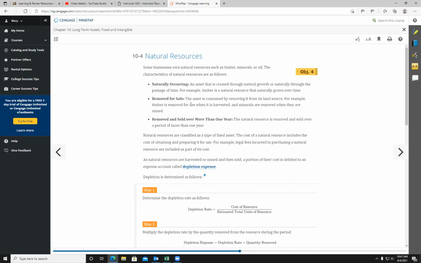The cost of natural resources includes the cost of obtaining and preparing it for use. For example, legal fees incurred in purchasing a natural resource are included as part of its cost. As natural resources are harvested or mined and then sold, a portion of their cost is debited to an expense account called depletion expense.